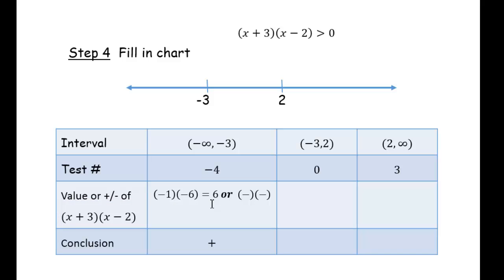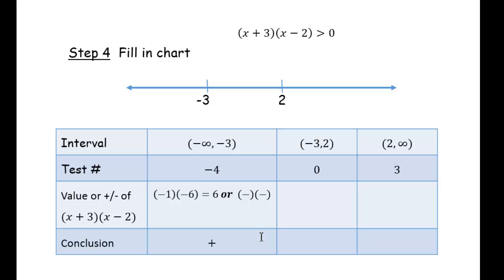I think an easier way, since you don't really care what the number is, you just care whether it's positive or negative, is I just look at the sign of each of these factors when I plug in negative 4. If I put negative 4 into this first factor, I'm going to get a negative number. If I put negative 4 into this second factor, I'll get a negative number. Two negatives is a positive. That's all I care about. Is it positive or negative? Don't really care whether it's 6 or not. So that's a quicker way to do it, is just to look at the plus minus.